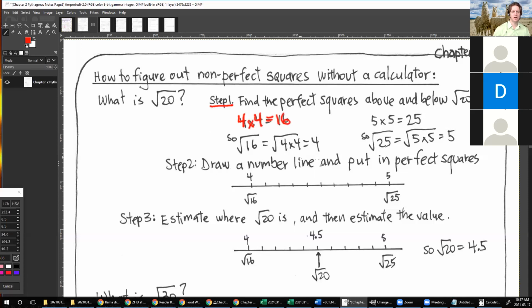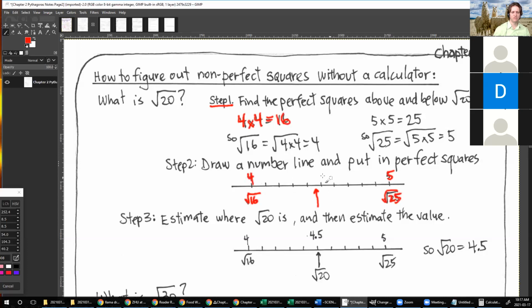Step number 2 is we're going to draw a number line and put in our perfect squares. So I'm going to say, okay, the square root of 16 is going to be 4 here. And the square root of 25 here is 5. I've just figured these out, right? Now, if this was 16 and this was 25, where is 20? It's somewhere around here, I'm guessing, a little closer to this one than this one. There's 4 and there's 5 here, so it's a little bit on this side of half. And then you can estimate where it is.